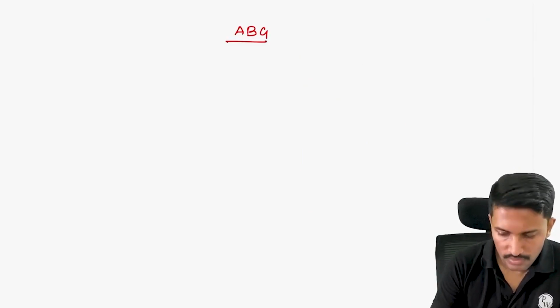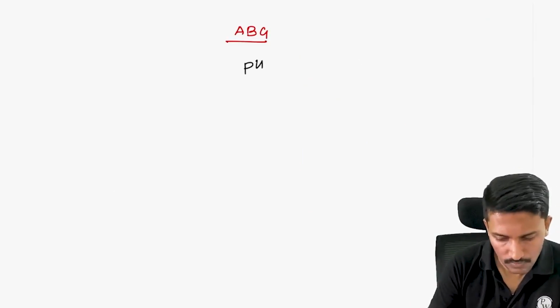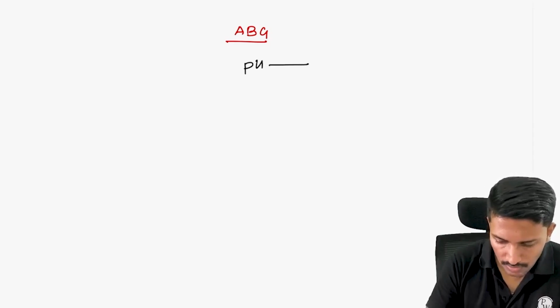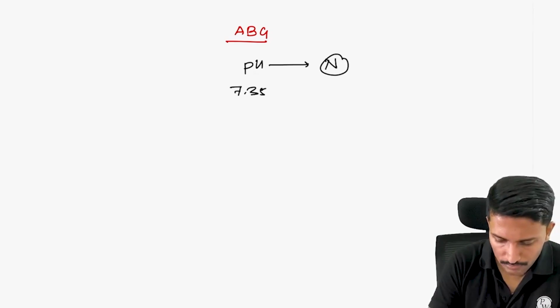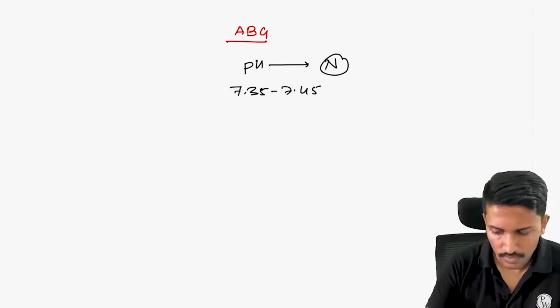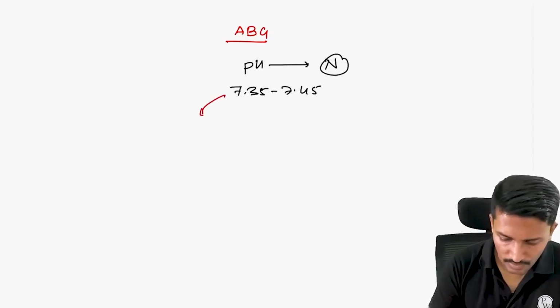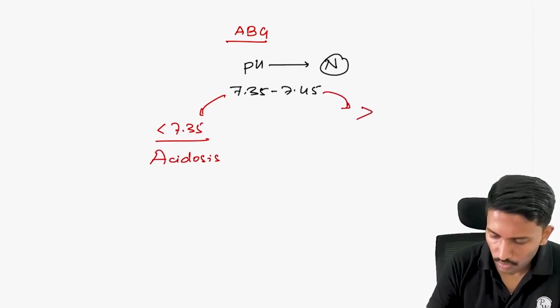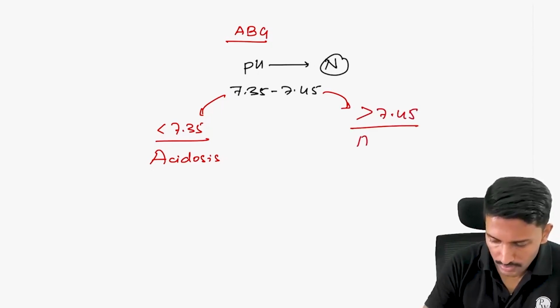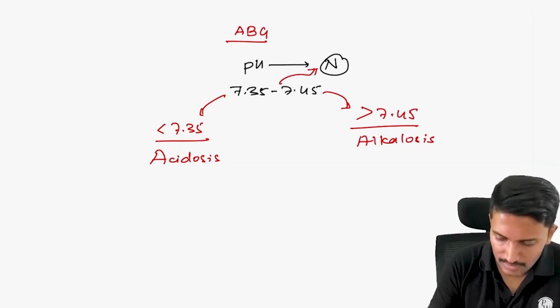Now I will give you a simple approach to ABG. Every time you deal with a case of ABG, first thing you should look at is the pH. Now pH can be normal. What is the normal range of pH? That is 7.35 to 7.45. If it is less than 7.35, we can clearly call it acidosis. And if it is more than 7.45, we can clearly call it alkalosis. The values in between is what we call normal.